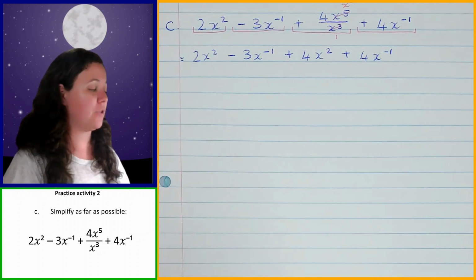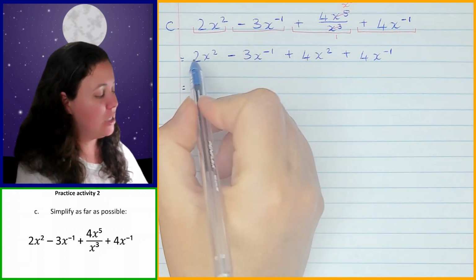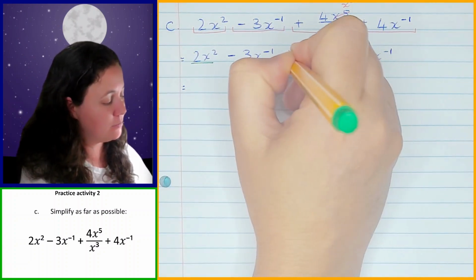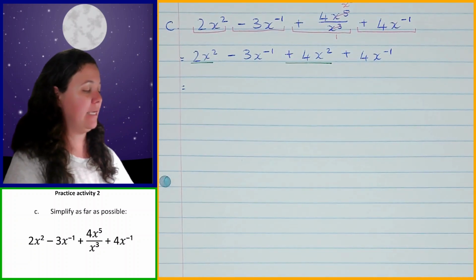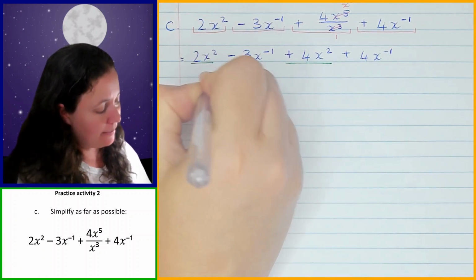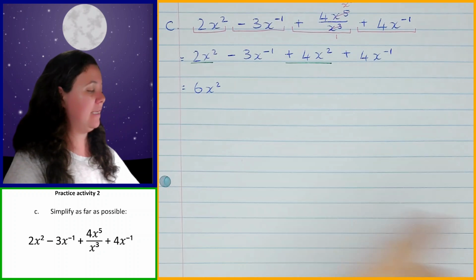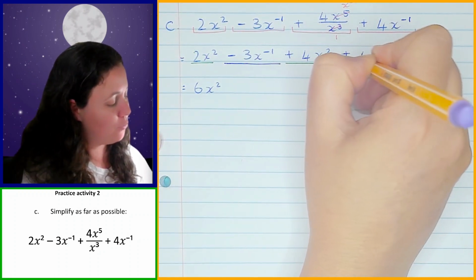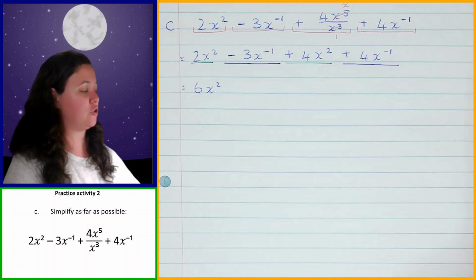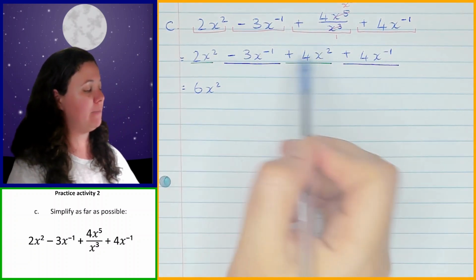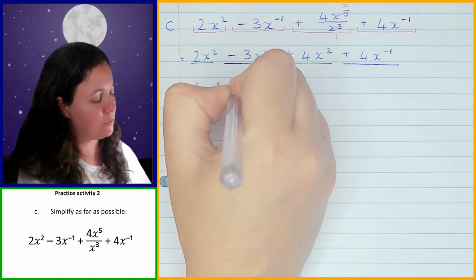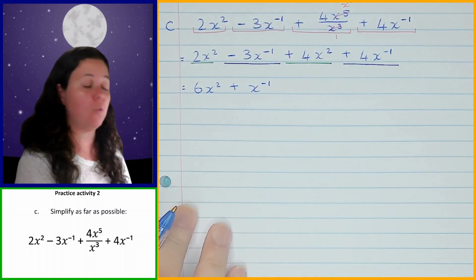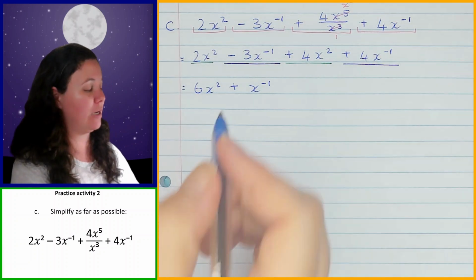Okay, so I'm going to have over here my like terms 2x squared and 4x squared. I need to add those. That gives me 6x squared. And then over here, I've got minus 3x to the power of negative 1 and plus 4x to the power of negative 1. Those are also like terms. So negative 3 plus 4 gives me positive 1. So it's plus 1x to the power of negative 1. Now I don't need to write the 1. So it's just plus x to the power of negative 1.